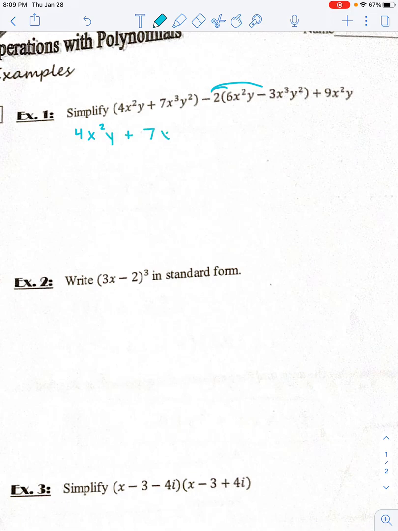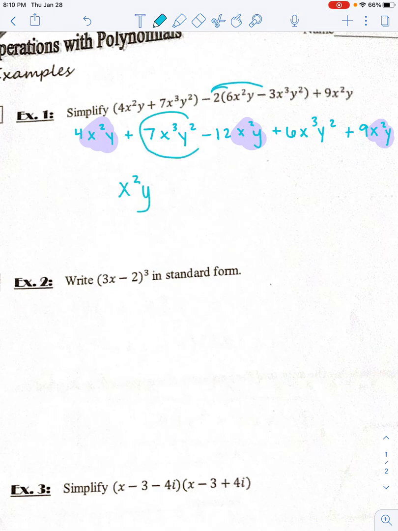So this will become 4, or this stays 4x squared y plus 7x cubed y squared. -2 times that 6x squared y would become -12x squared y. And then this would become positive 6x cubed y squared plus that 9x squared y. So my like terms here, I see x squared y's. Okay, so I've got 4, -12, and 9. That'll just give me 1x squared y.